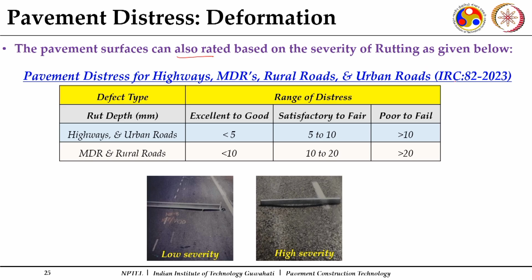So, as per IRC 82/2023, even for highways and urban roads, a surface can be rated as excellent to good if the rut depths are usually less than 5 mm, satisfactory to fair at 5 to 10 mm, and poor to fail when it is more than 10 mm. Similarly, it has been given for the major district roads and rural roads also.